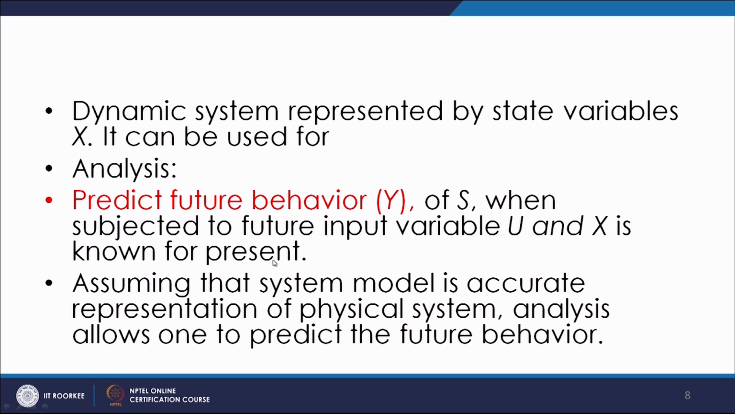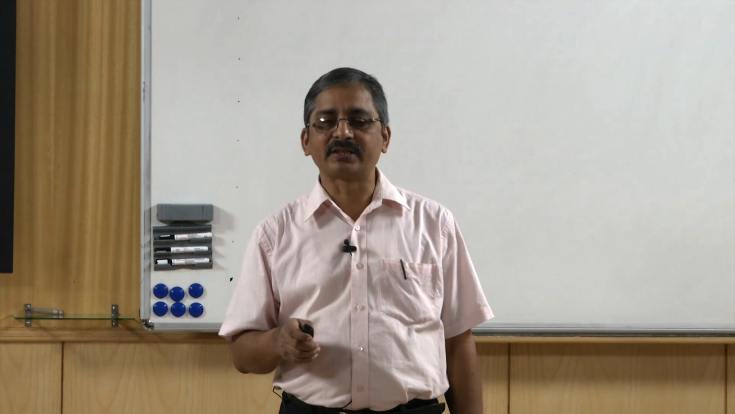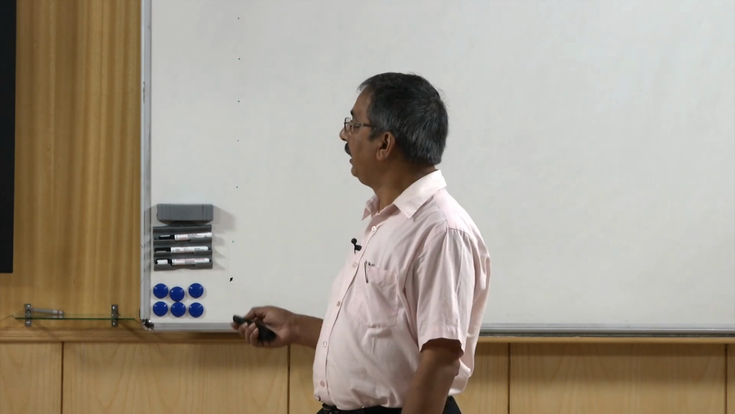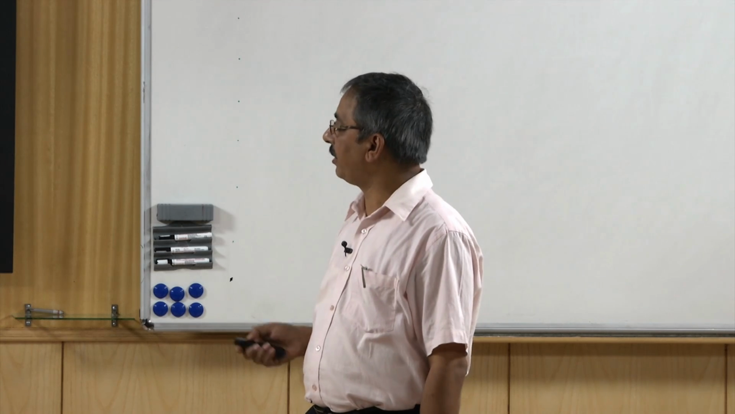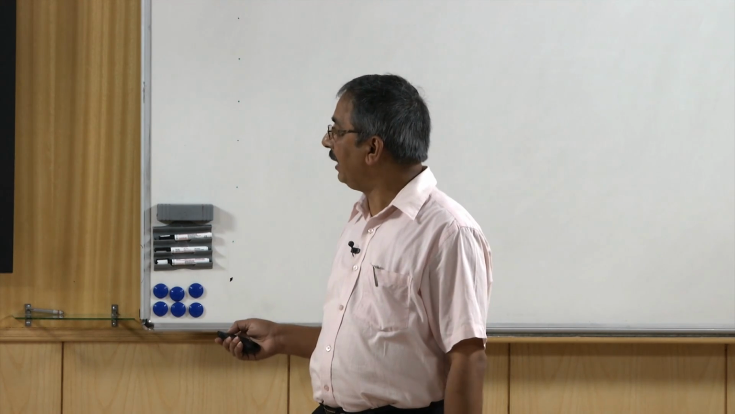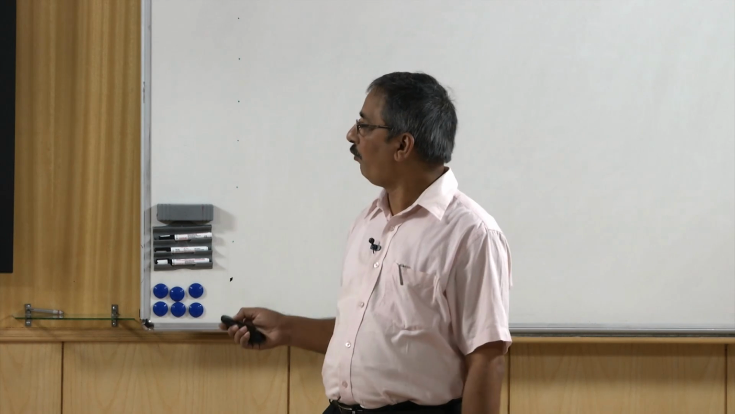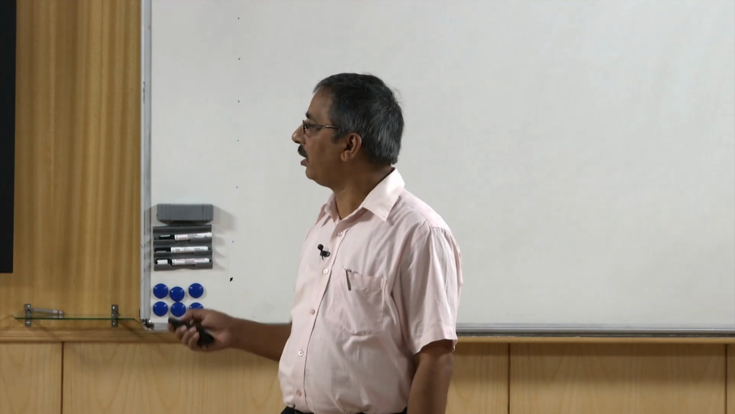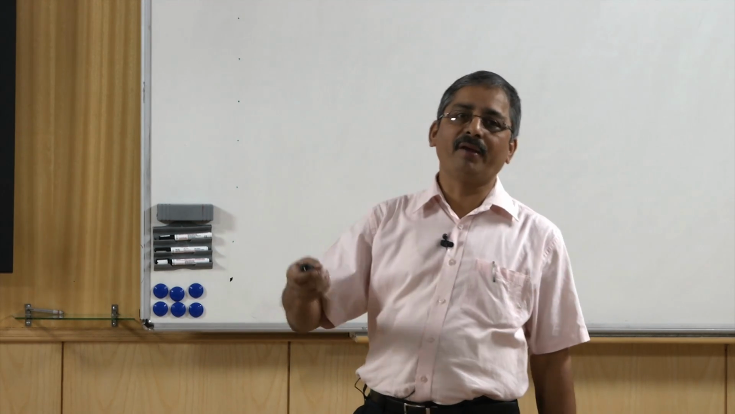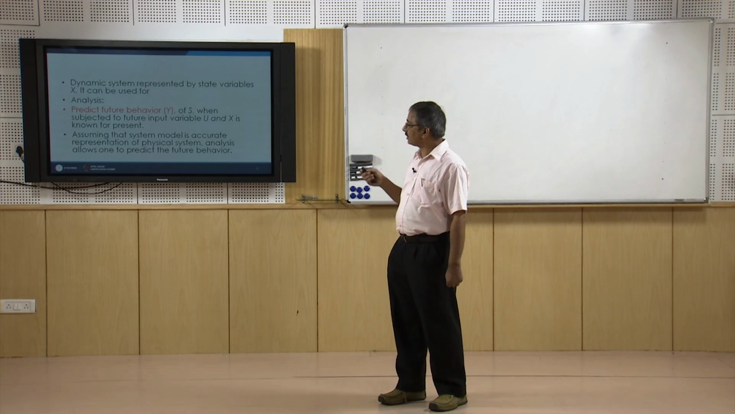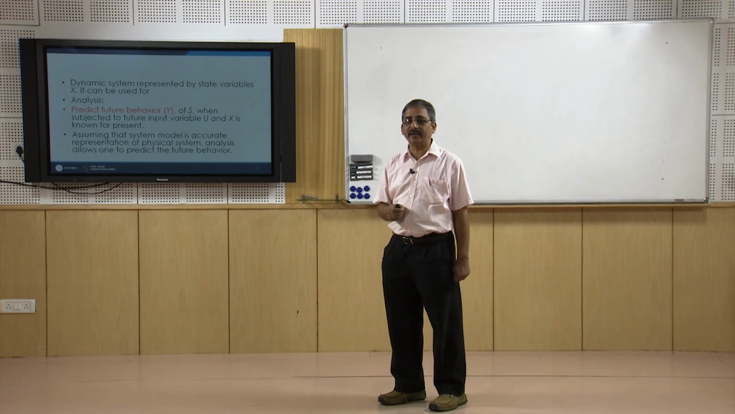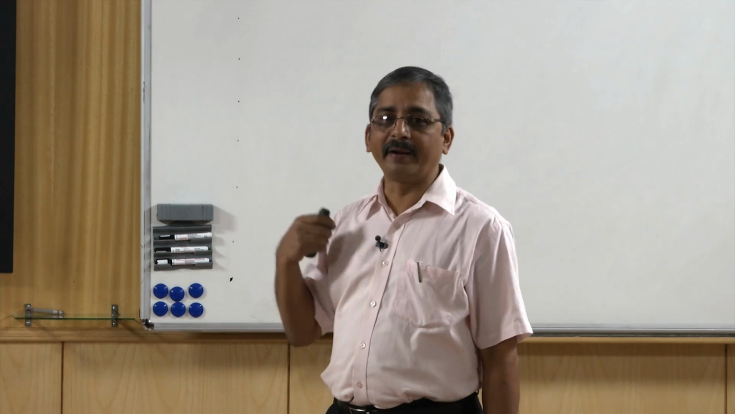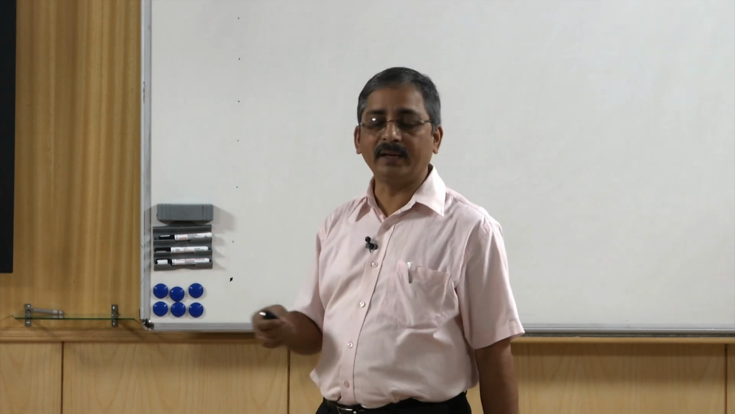That is, we know the present value of the state variable x. We know the system, then for a given value of the input variable u, what is my output variable y? This is what we call predicting the behavior of the system. And this is one of the foremost usefulness of the dynamic model, that with the help of a dynamic model we can predict the future behavior of the system.